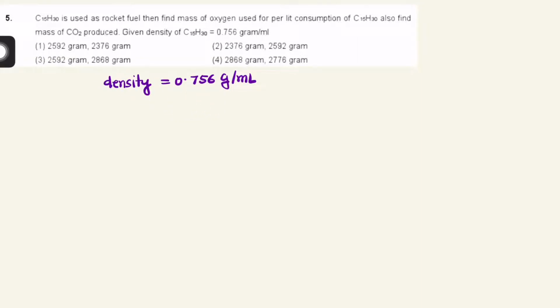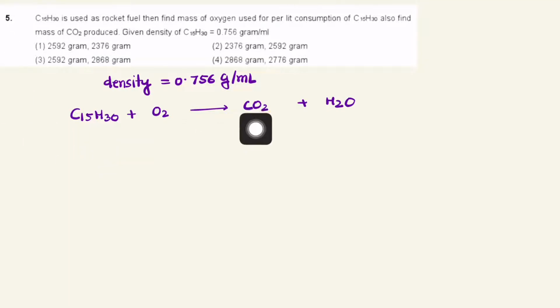Okay. So let me write the combustion reaction first, like when it will be undergoing combustion. What will be the product? C15H30 plus O2 will be giving you simply CO2 plus water. Now if you balance this, total carbon is 15, so I will write 15 CO2. Then we'll balance hydrogen, that is 30, so 15 H2O. Now total oxygen, right hand side is 30 plus 15, that is 45, so here I have to write 45 by 2. Yeah, so that is the balanced reaction now for the combustion of this rocket fuel.